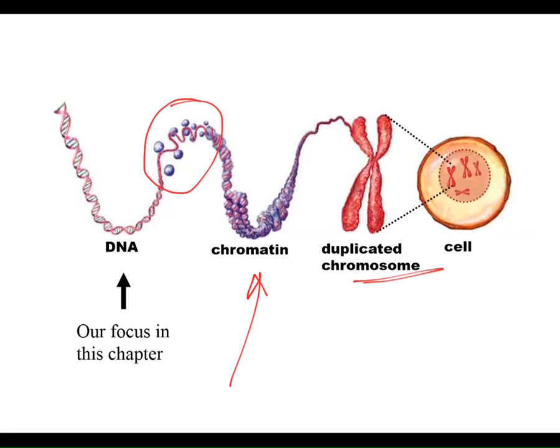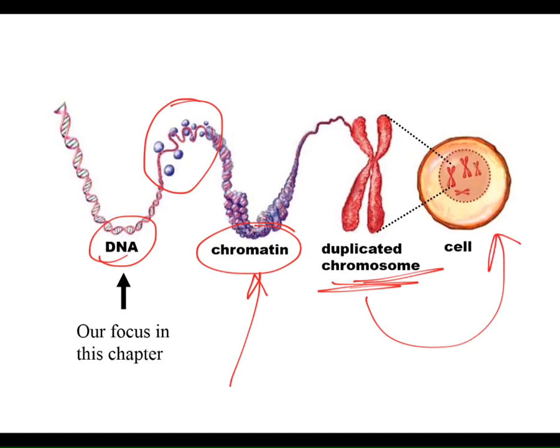So you would say that your chromosomes are composed of chromatin. Chromatin is composed of the DNA and the histone protein. So it's just a building of these terms. DNA plus proteins makes chromatin. Chromatin is the building block of your chromosomes, and those chromosomes are found in the nucleus of the cell.